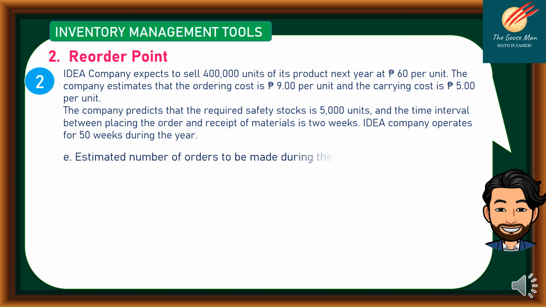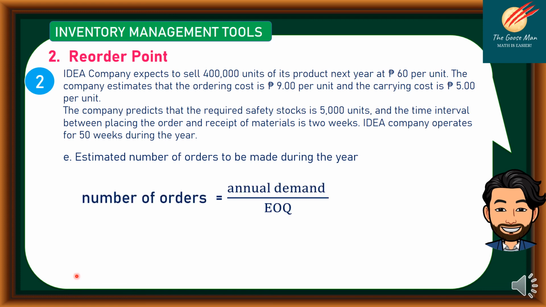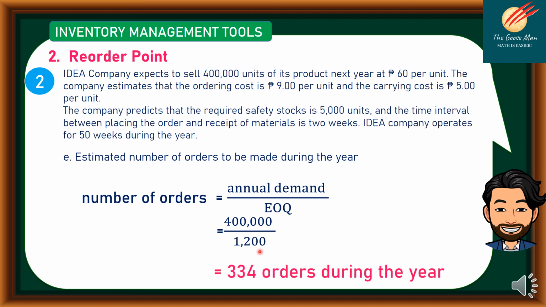Let's move on to the last question. We want to find out the estimated number of orders to be made during the year. Let's recall the formula that we will use here. The number of orders is equal to annual demand divided by EOQ. Take note that our annual demand is 400,000 units, and based on earlier calculation, EOQ is equal to 1,200. So therefore, we have 334 orders during the year as the number of orders.